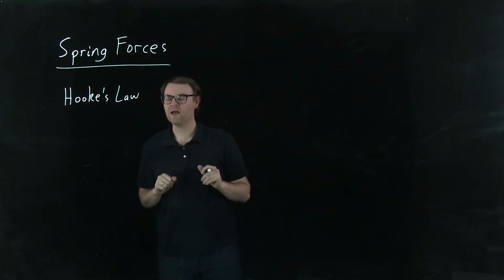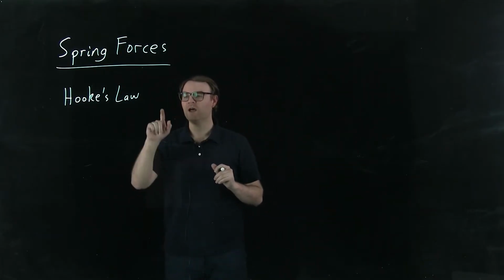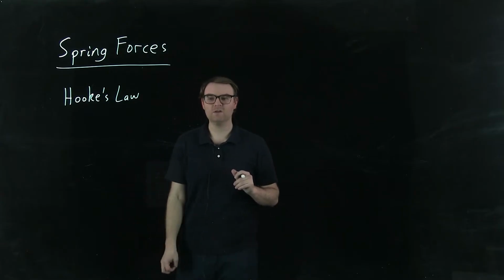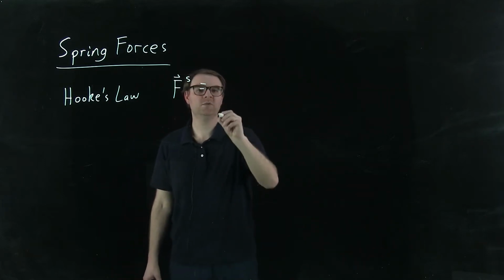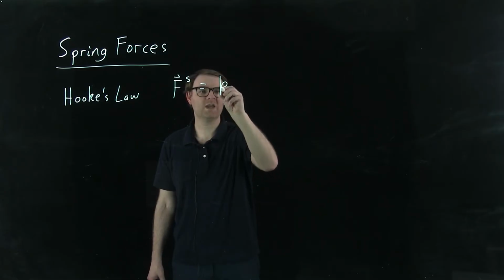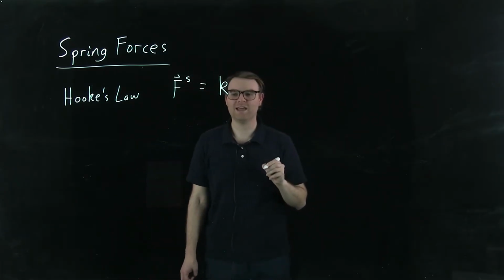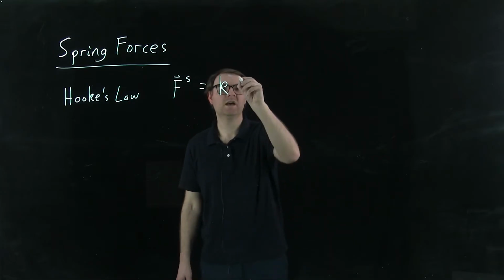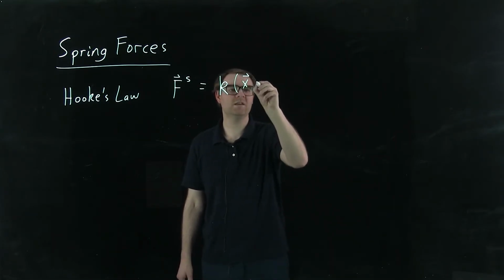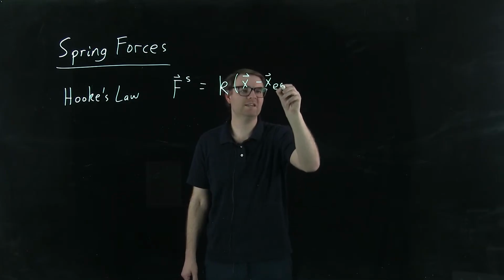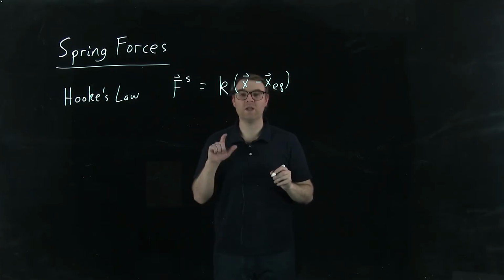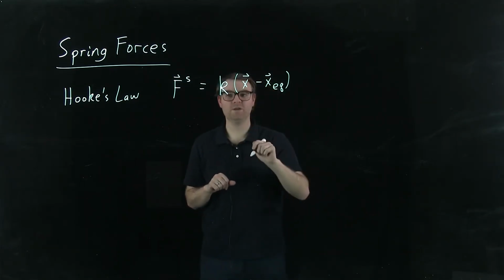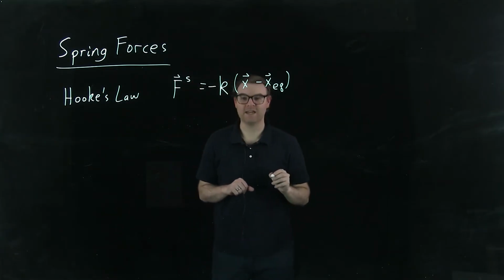But as long as you don't pull too hard on it, your spring is likely to be well described by Hooke's law, which says that the spring force, which I'll label with an S, is equal to the spring constant, which we'll symbolize with the letter K, times the position that the spring has been displaced from its equilibrium position. And in particular, springs will oppose this change in position, so we want to put a negative sign here.